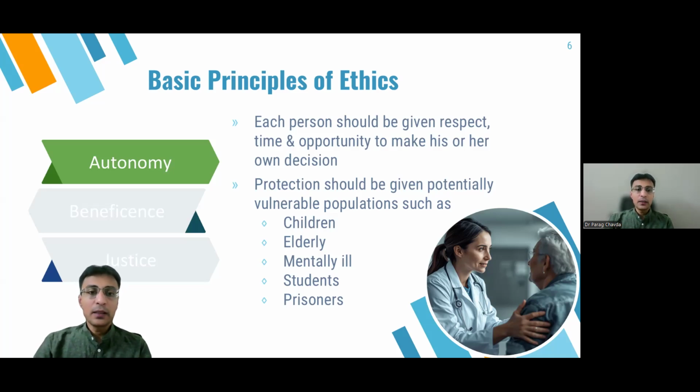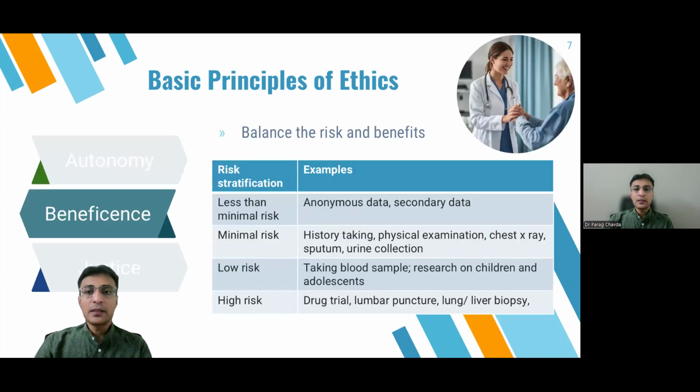The next principle is beneficence. Here we say that the benefit should outweigh the risks. So whatever be the small research project, there would always be some benefits and some risks. So the risk here we have defined in terms of the increasing amount of risk. So less than minimal risk is something where an anonymous data is used or secondary data is used, where we are not approaching the participant, but we are just making use of their data.